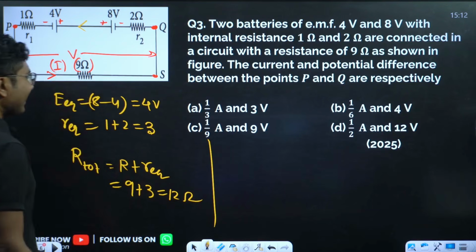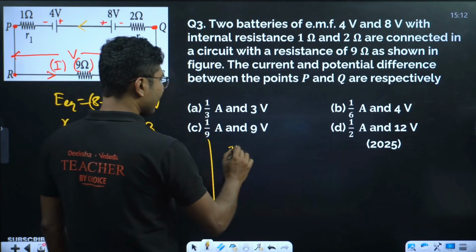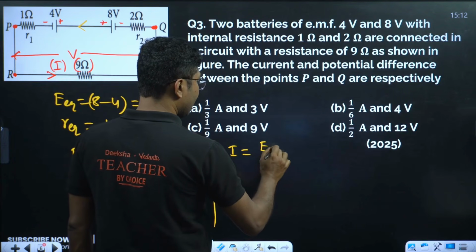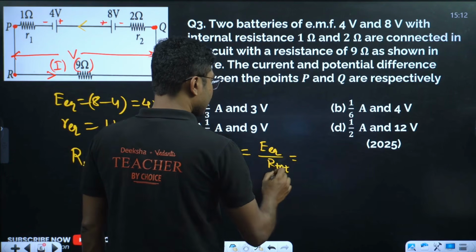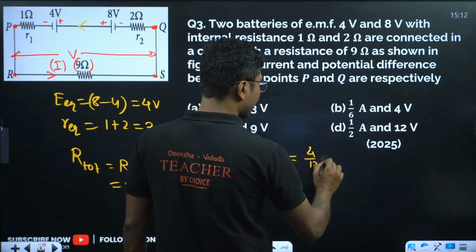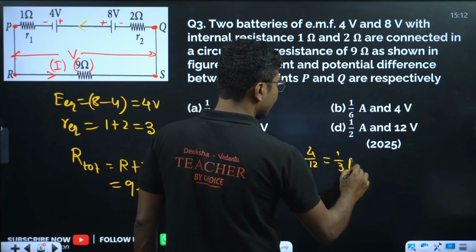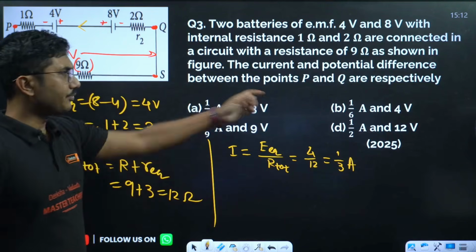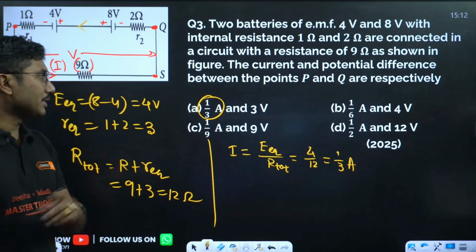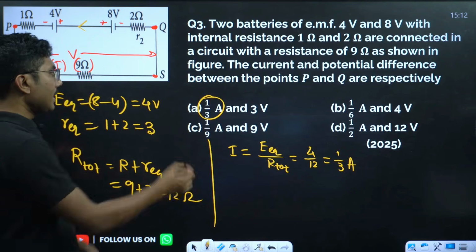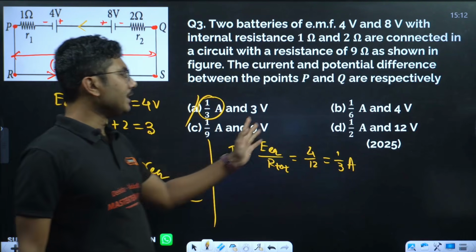So what is the current in the circuit? Current in the circuit will be the equivalent EMF divided by the total resistance, that is 4 divided by 12, that is 1/3 ampere. Now you don't need to solve it after that, because if you see the options, only one of the options is given here, 1/3 ampere. So option A is correct, but in some cases you might need to calculate the voltage.